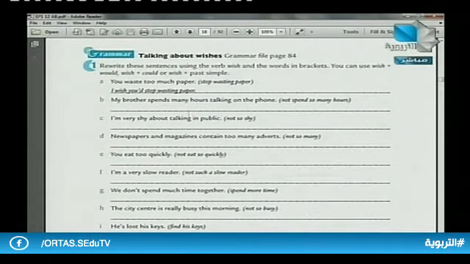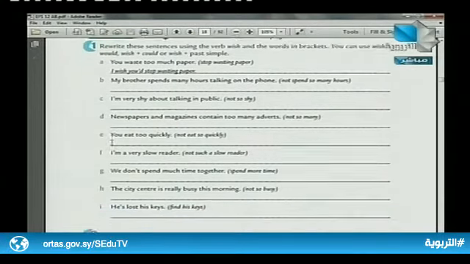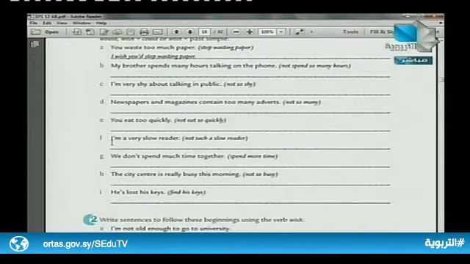Mr. Qutayba, please. I'm very shy about talking in public. The words not so shy go with it, and the sentence would be, I wish I weren't or wasn't so shy about talking in public. Thank you very much. Newspapers and magazines contain too many adverts. I wish they wouldn't or didn't contain so many adverts. Yes.